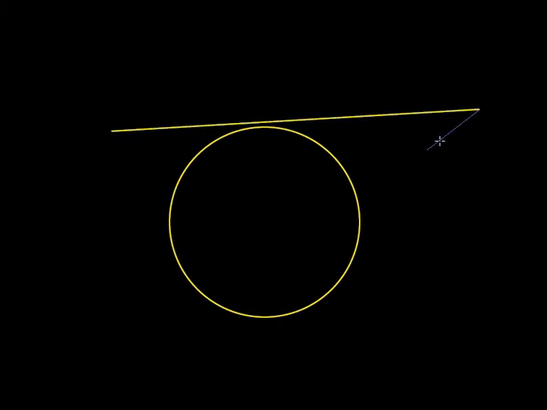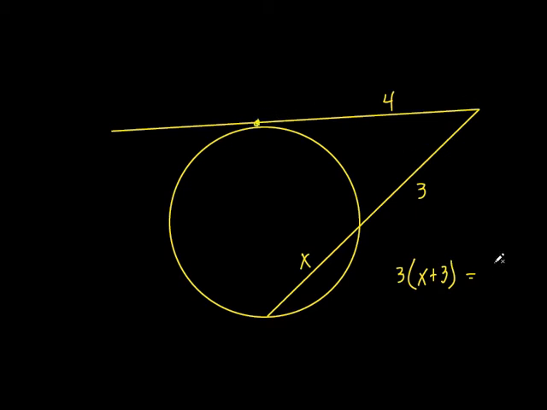If you can stick around for number 12, feel free. You get the idea, right? That's 4, that's 3, and that's x. This is the one where this is the secant. So it's the outside part times the whole thing. The outside times the whole entire secant equals the tangent, and that's just 4 squared, and then you just do your math and you solve for x. It's the outside times the whole thing equals the tangent squared.